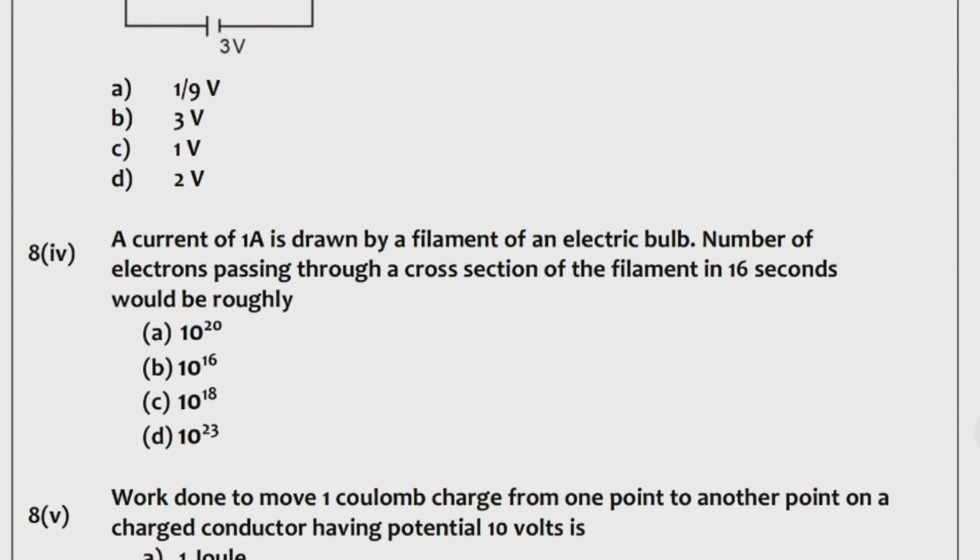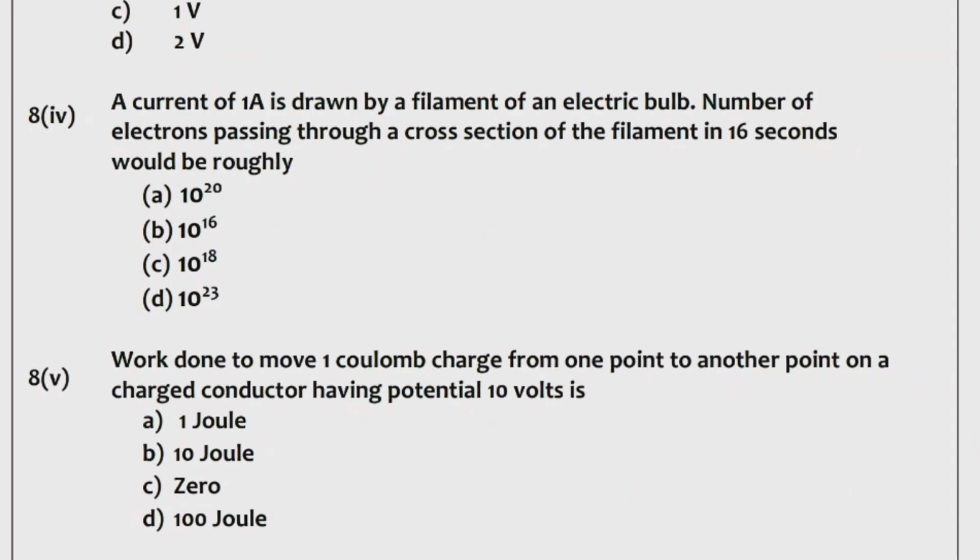8.5. Work done to move one coulomb charge from one point to another point on a charged conductor having potential 10 volts is. Options: A. 1 joule, B. 10 joule, C. 0, D. 100 joule.